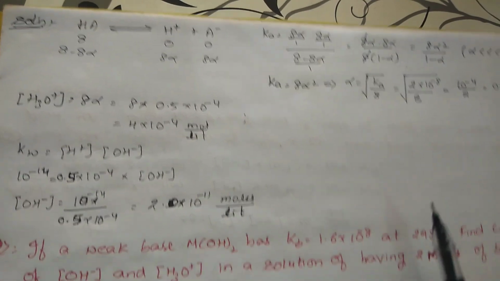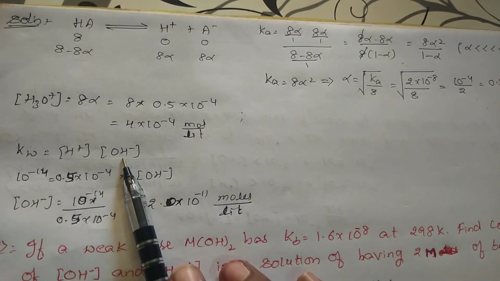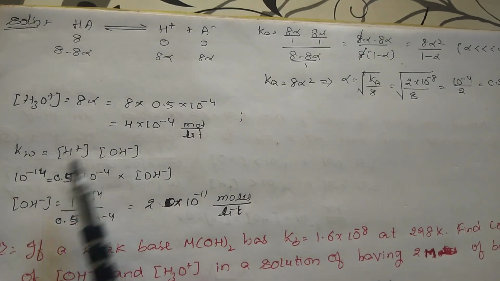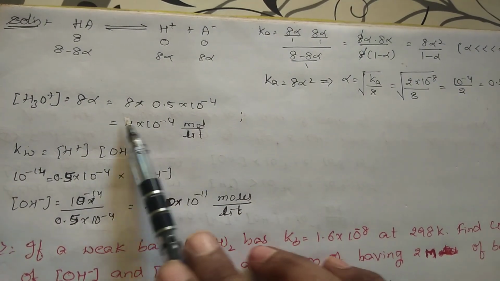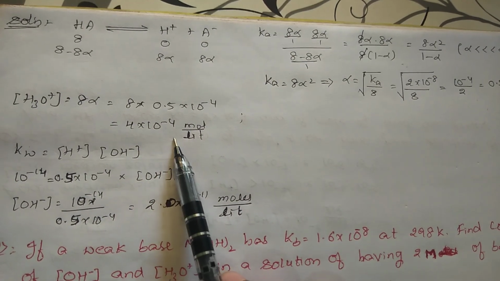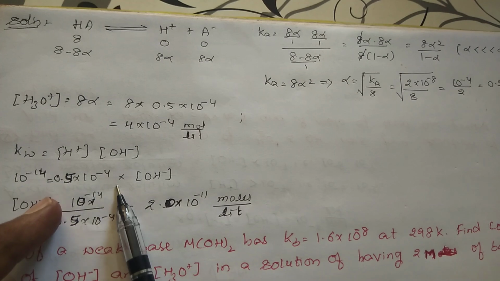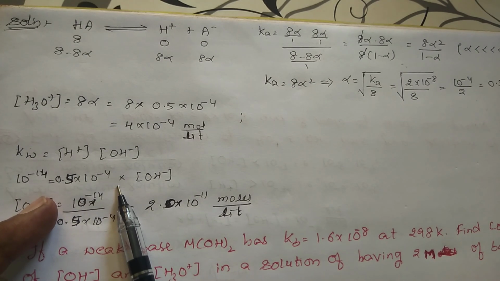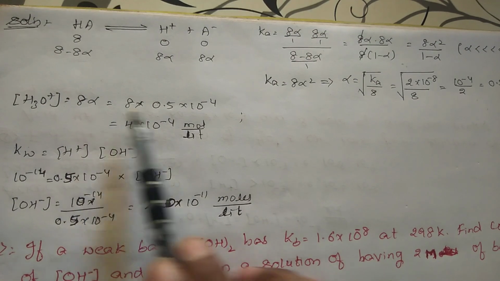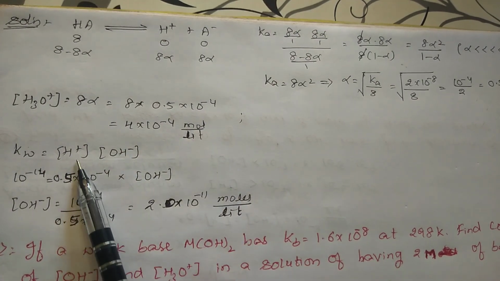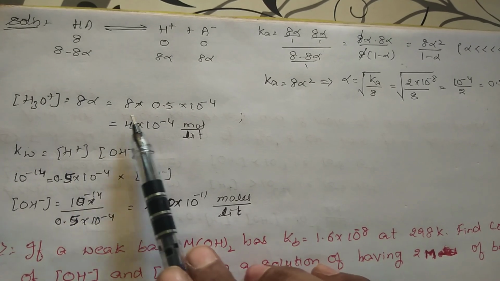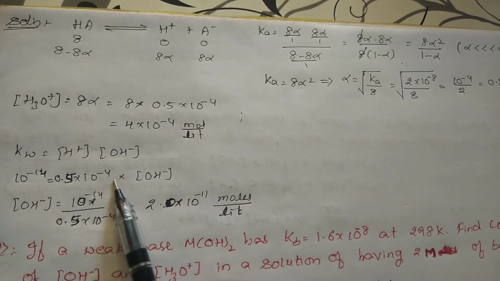Kw, if they are asking H plus, if they ask OH minus concentration, okay, they have given acid and they are asking OH minus, means 10 power minus 14 I know. H plus is nothing but what I have calculated here. H plus is 8 alpha, you have already calculated, and this is nothing but 8 into alpha, right? 8 into alpha means this is 4 into 10 power minus 4. There is some correction, students, here.